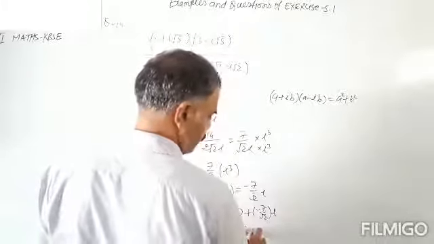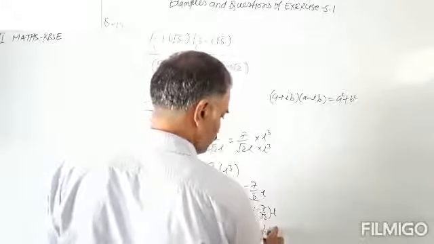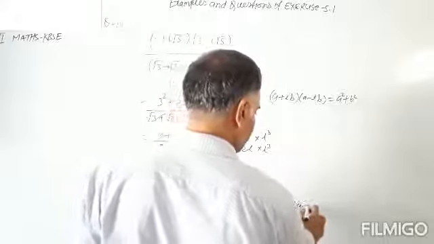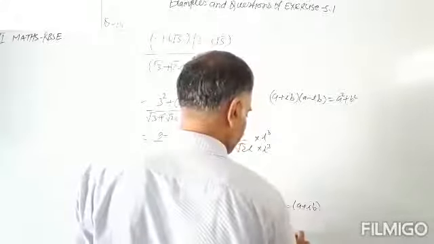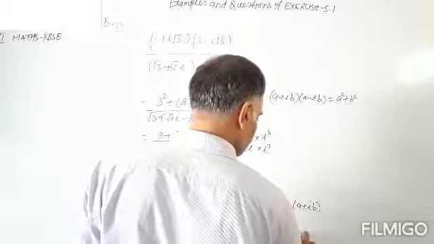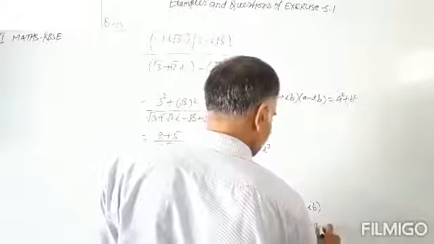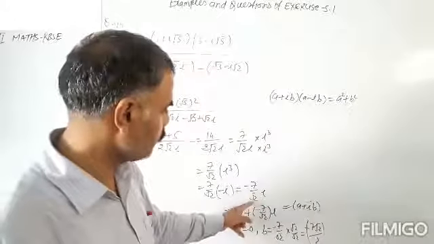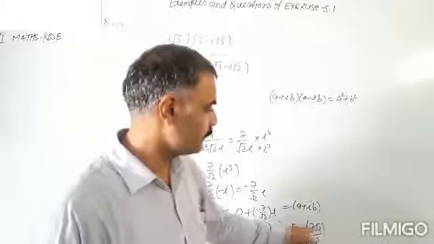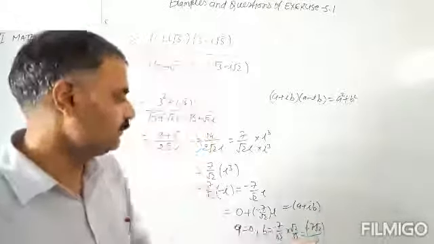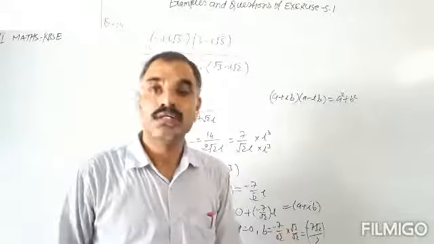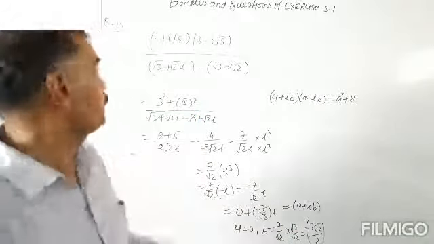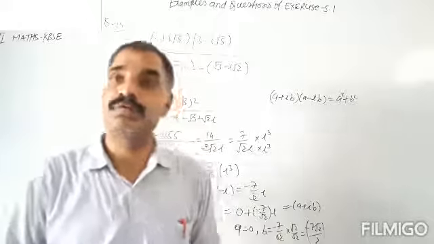So a equals 0 and b equals minus 7 upon under root 2 after comparing this with a plus iota b. Minus 7 upon under root 2 can also be put in the form of minus 7 under root 2 upon 2 by multiplying under root 2 in numerator and denominator. Okay, so this is the last question, that is question number 14 of exercise 5.1.